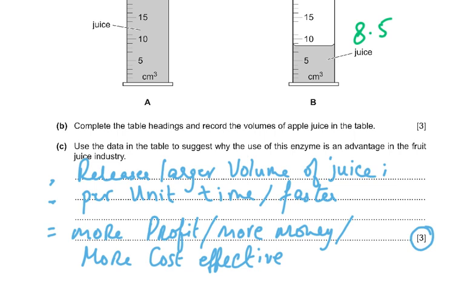So it releases larger volume of juice. It is more juice per unit time, more profit, more money, or more cost effective. I'm sure many students would just get 1 point out of this because they might not have worded it correctly. Even if they knew the answer, they probably wouldn't have worded it correctly.